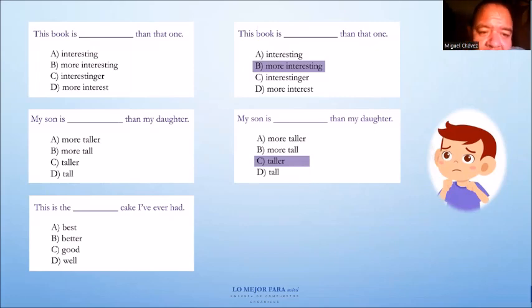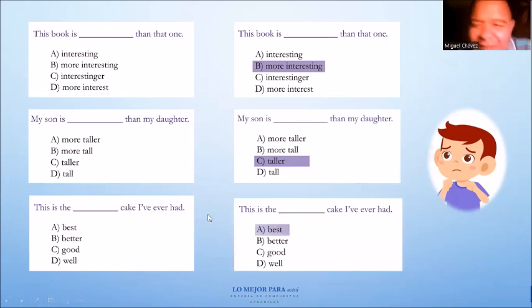Please, number 3. Better. This is the better cake I ever had. Better is for comparative. In this case, we don't have two objects. Entonces es the best. The best, exactly. Okay. Thank you, Astrid. Thank you for your help. Okay, this is the best.